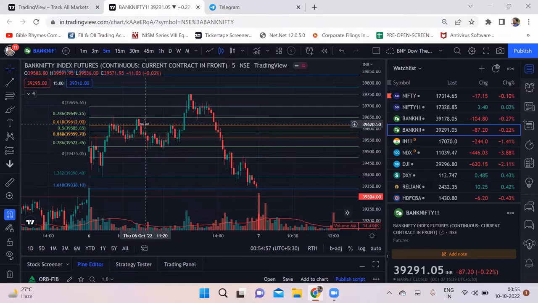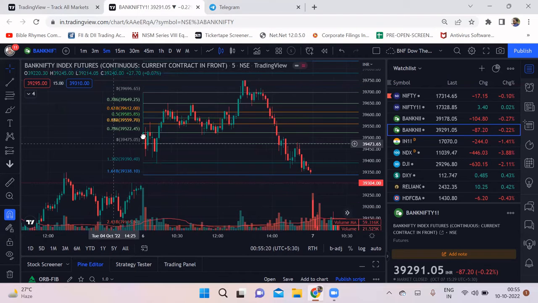Okay, so maybe I would have lost 20 points here, 20 points here, but this particular trend gave me almost from 39,600 to 39,350. So a near 250 points move would have helped us cover all the losses. So remember the settings, and I also explained how we could have traded this day.